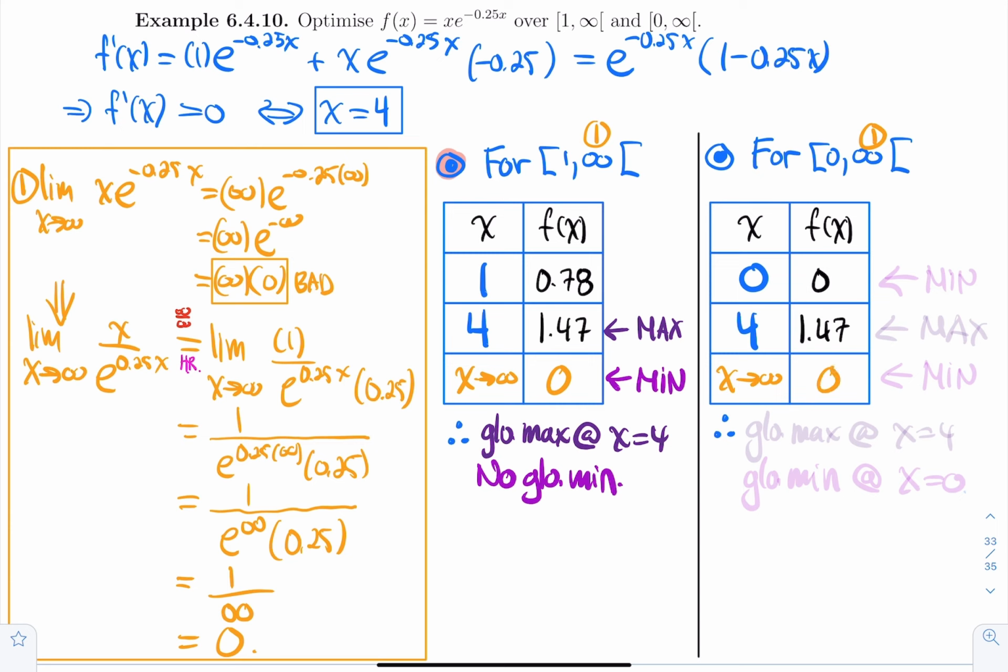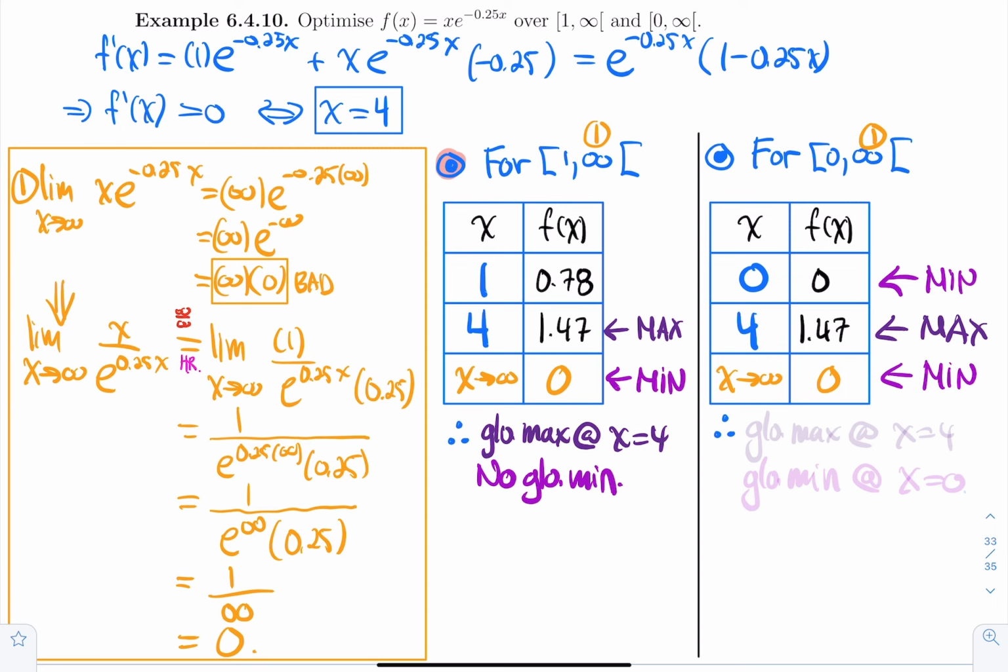But now what's interesting is that when you're looking for the smallest values, you find two of them. You find one at 0 and you find one going to infinity. And of course, your max is still at 1.47, so at 4. So here, one of the minimums is at 0, but we have another, and that 0 is within the interval. And the global max, there's only one.